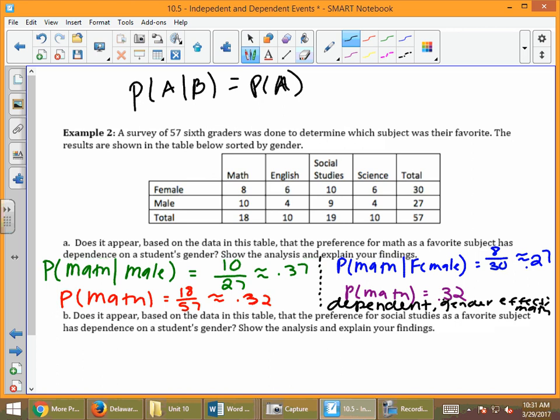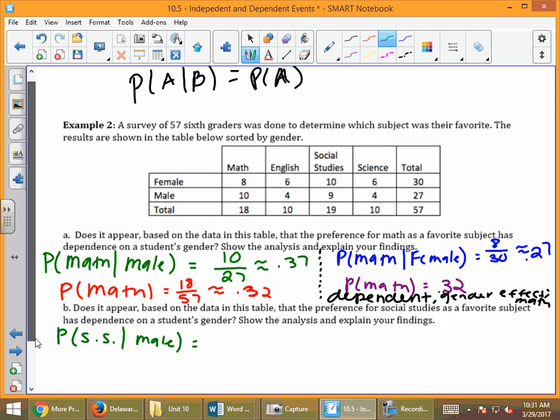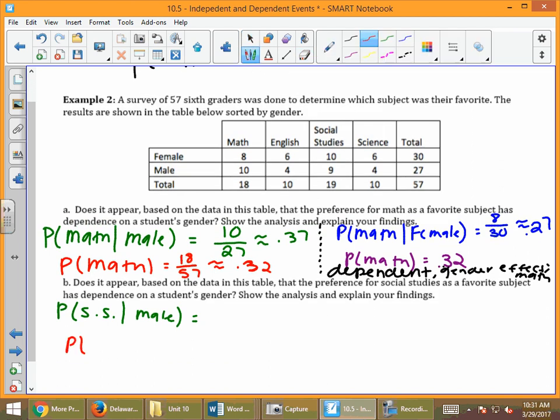Well, let's see it for the same thing. Let's see if your gender affects whether or not you like social studies. Same exact steps. We're first going to find whether or not being male changes whether or not you like social studies. Are they somehow related or have nothing to do with each other? So again, conditional probability. Look at both. How many are both male and social studies? 9. Good. Out of how many total males are there again? What does 9 over 27 reduce down to? 33%. 0.33, or 1/3 as a fraction.